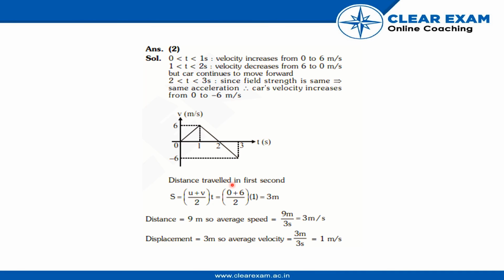Distance traveled in the first second: S is equal to (u plus v) by 2 into t, which is equal to (0 plus 6) by 2 into 1, which is equal to 3 meter. Total distance is equal to 9 meter. So average speed is 3 meter per second. Displacement is 3 meter. So average velocity is 3 meter by 3 second, which is equal to 1 meter per second.